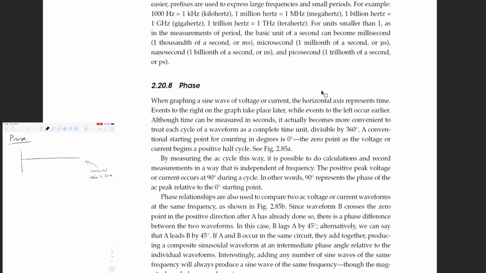All right. So what was he saying? So events on the right took place later, and events on the left took place earlier. This is a good book. I'm telling you, this is a good book. So let's do this, right?